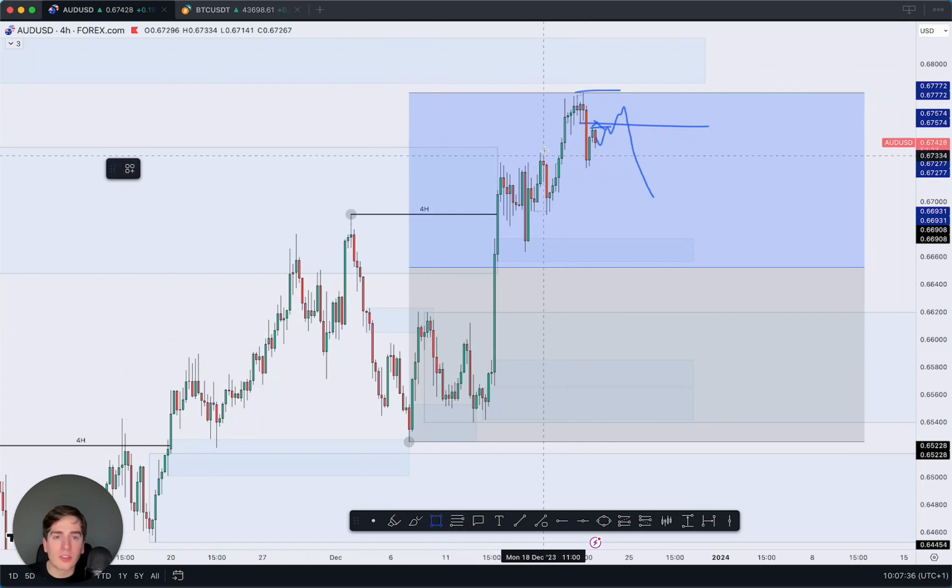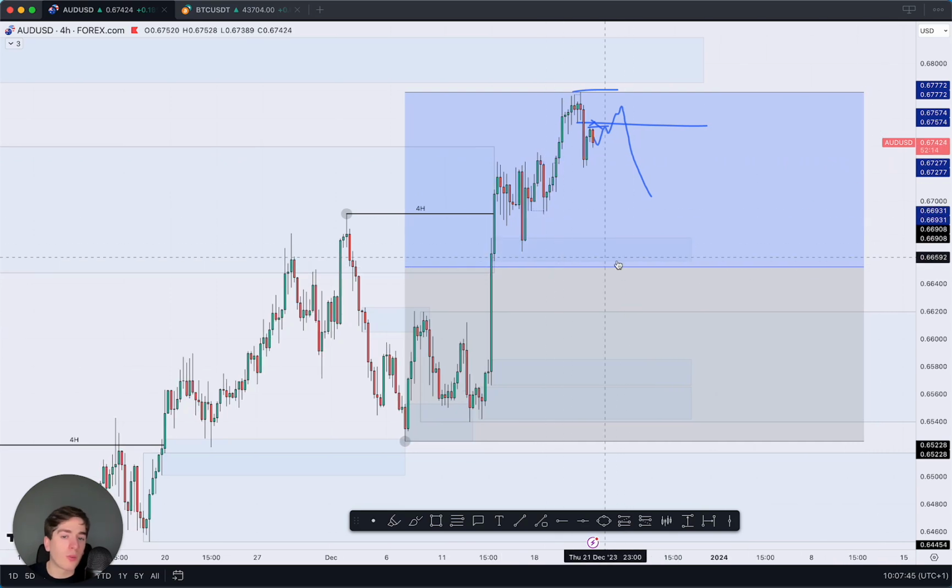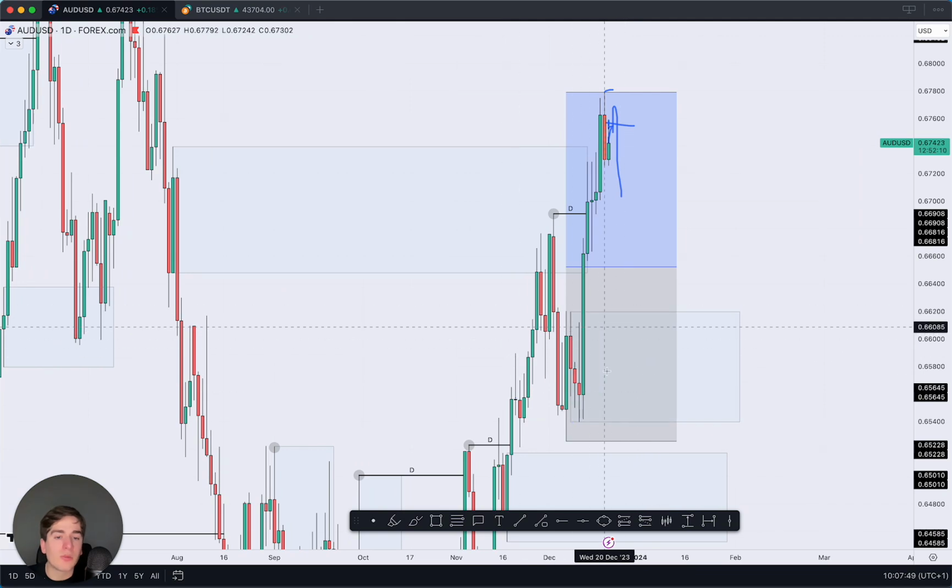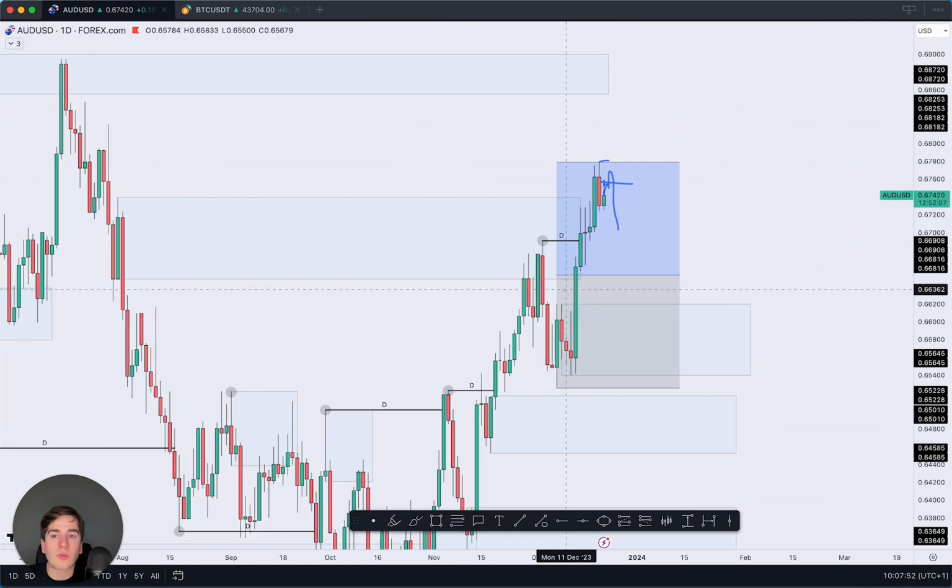We have pushed in towards this area of demand, so yeah, that is now causing a reaction point. But overall, it is, of course, far more favorable that we do see that deeper pullback in towards an area of daily demand, in towards an area of 4-hour demand. So that's what I'm now waiting for.